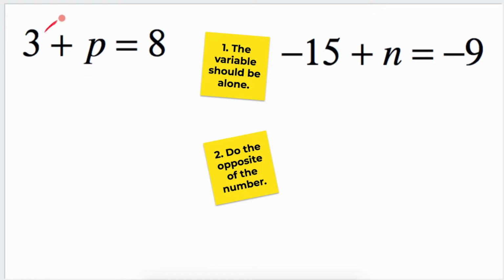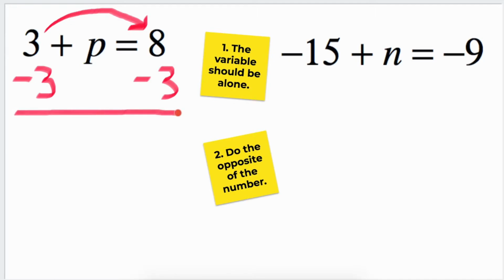That means this number 3 needs to go over to the right side. So right now the 3 is positive. So I need to do the opposite of positive, which is subtract the 3. I know the 3 here was positive because I didn't see a minus sign.